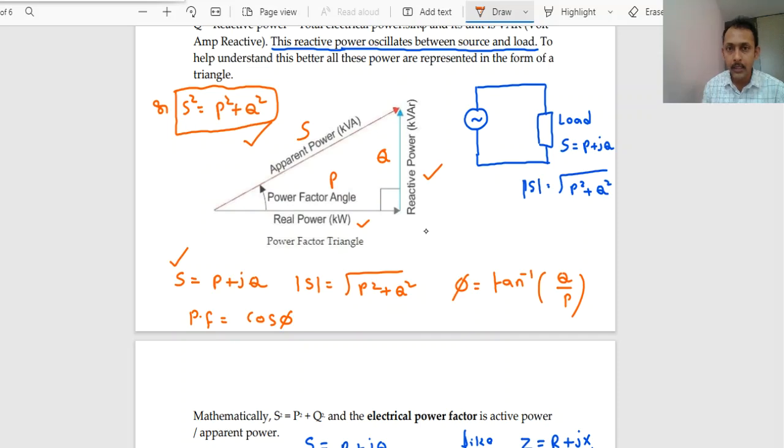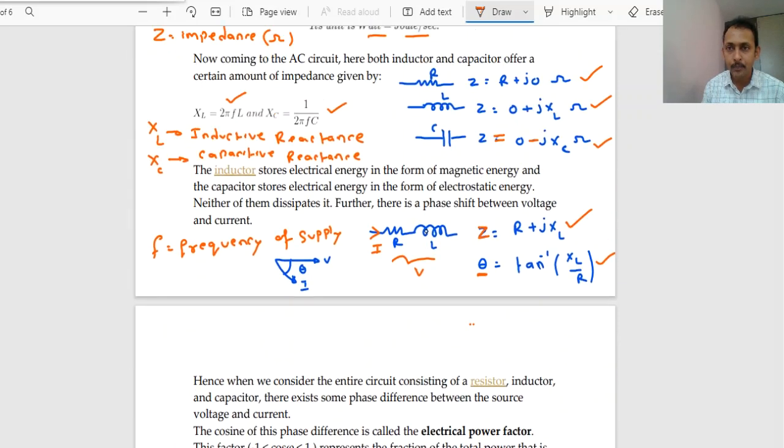If you know the impedance, then also you can get the value phi. Simply tan inverse of XL by R if it is an inductive load. If you are having a capacitive load, for example Z equals R minus jXC, then also you can write phi equals tan inverse of XC by R. The angle theta will be tan inverse of XC by R.